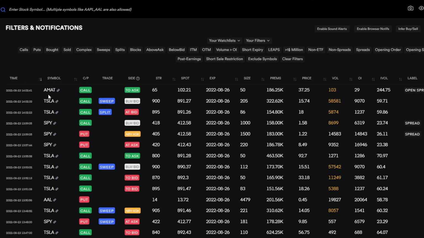An AMAT call coming through right now, $65 strike. This is so far in the money. Why do some people do this kind of stuff? I have no idea. $65 strike. Spot price right now on AMAT is 102. So this is so far deep in the money. This could be a potential hedge. But it is a weekly expiration here.